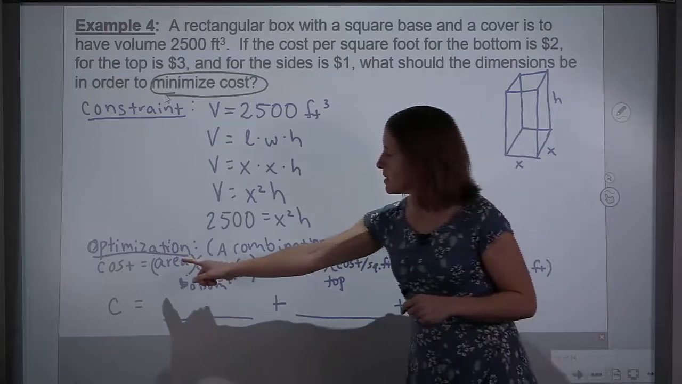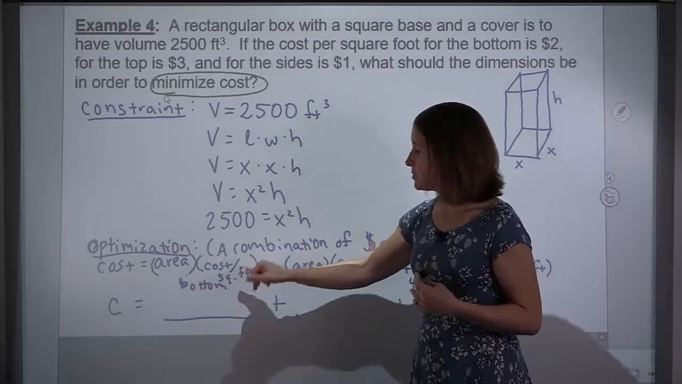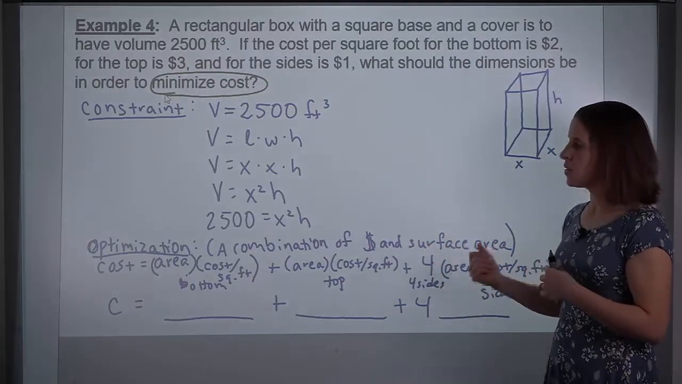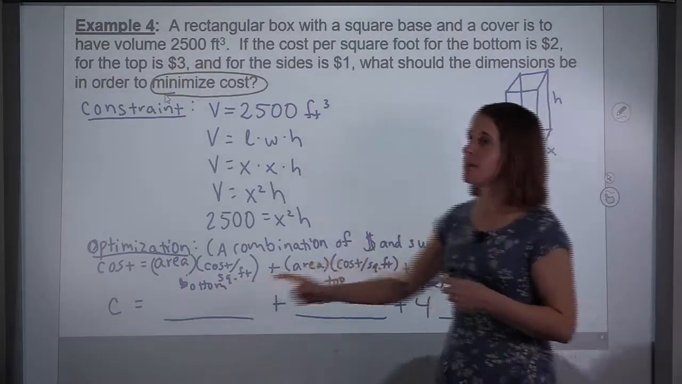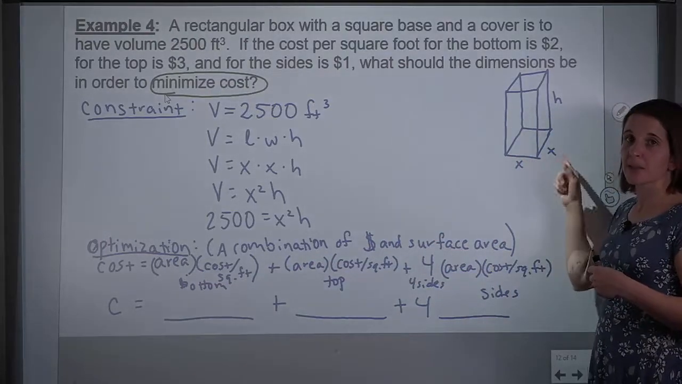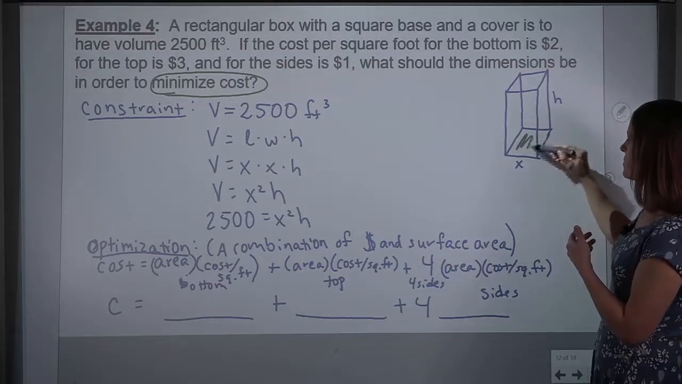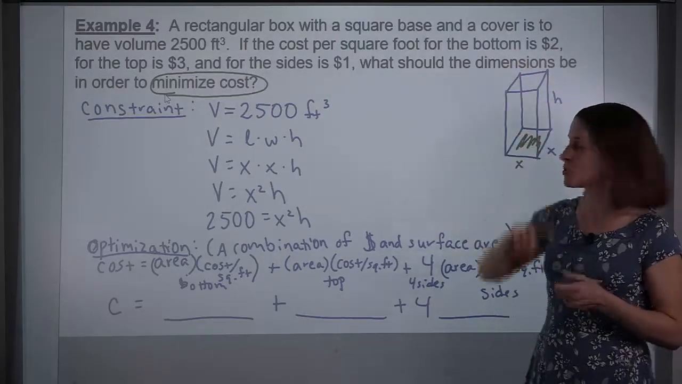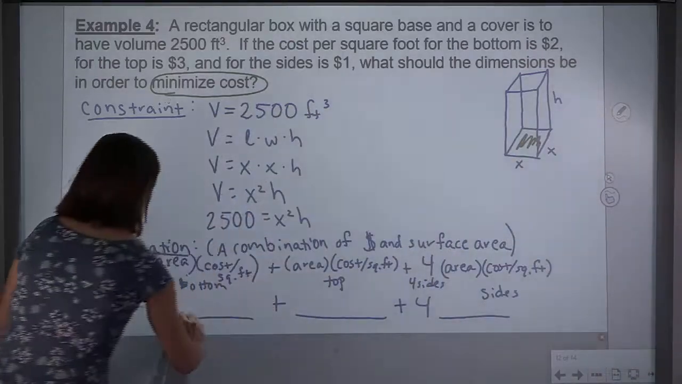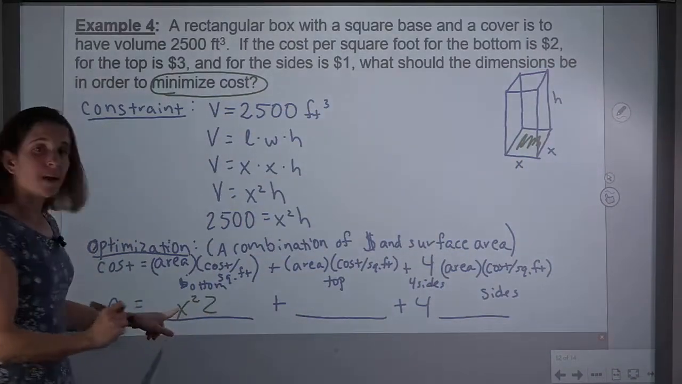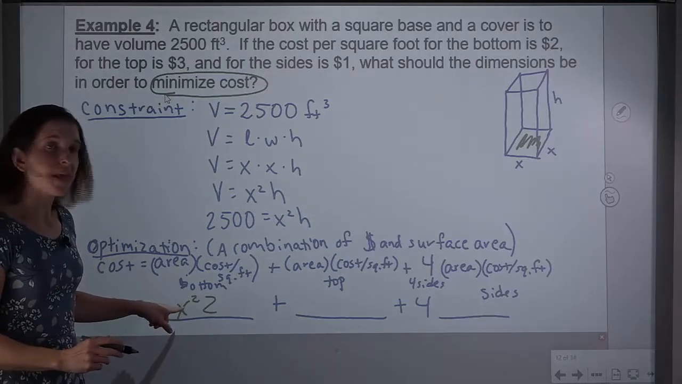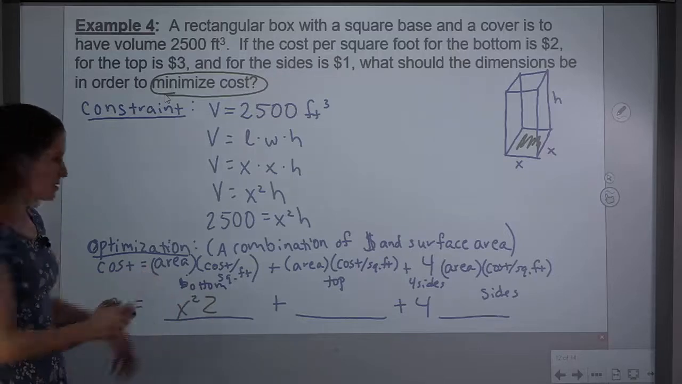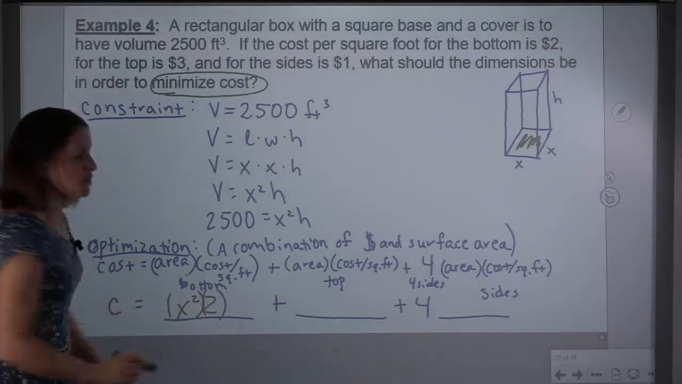So the cost is going to be the area of one kind of side times its cost per square foot, plus the area of another kind of side times its cost per square foot, and so on. So first we're going to look at the bottom. The area of the bottom would be x squared, x by x, okay? That's down here. And we are told that the bottom is $2 per square foot. So what I'm doing is multiplying the area times the dollars per area. Now, of course, I could write that as 2x squared.